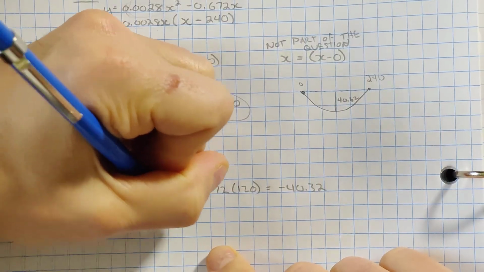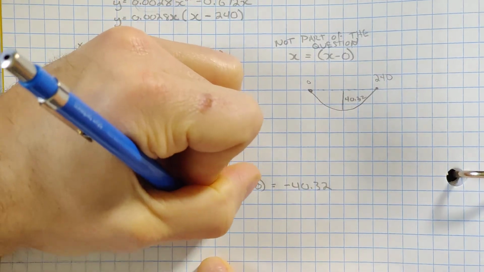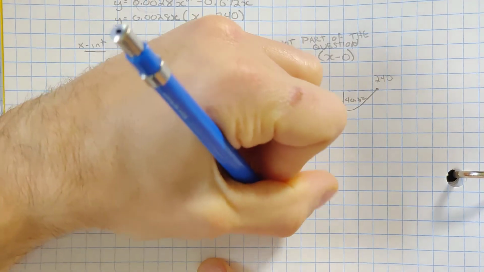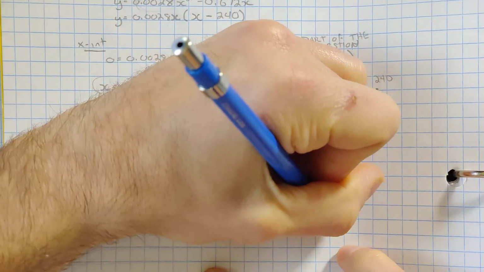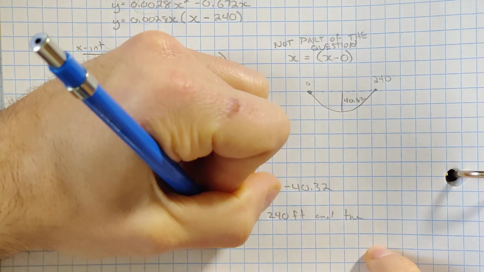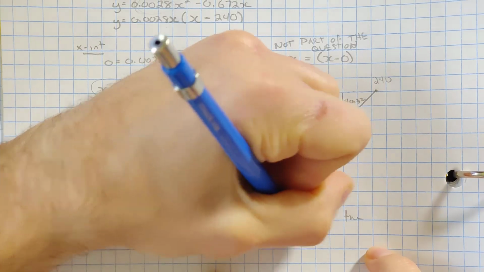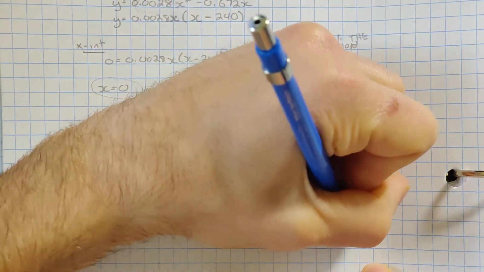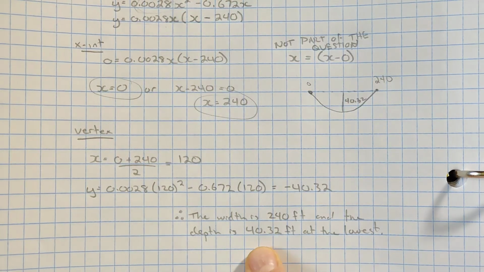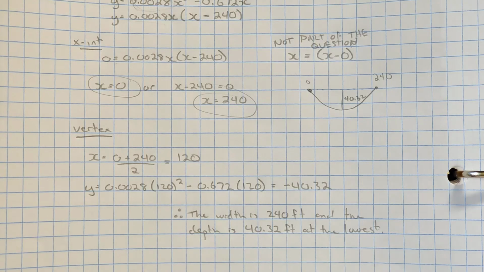So, we do our therefore. I'll do it this time. So the width is 240 feet, and the depth is 40.32 feet at the lowest. And you might ask, why didn't you put the negative sign there? Quite simple. We want to know the depth.